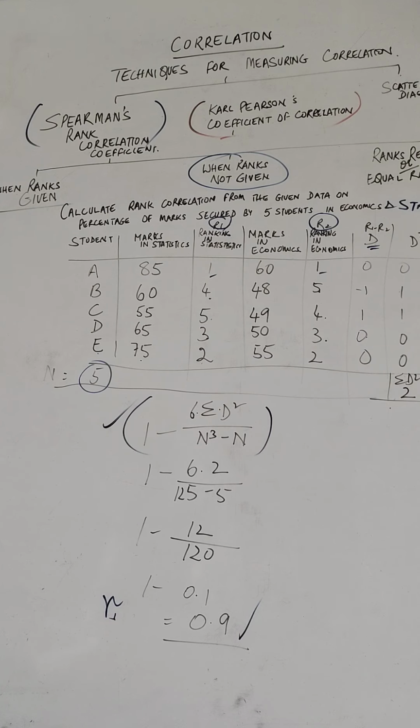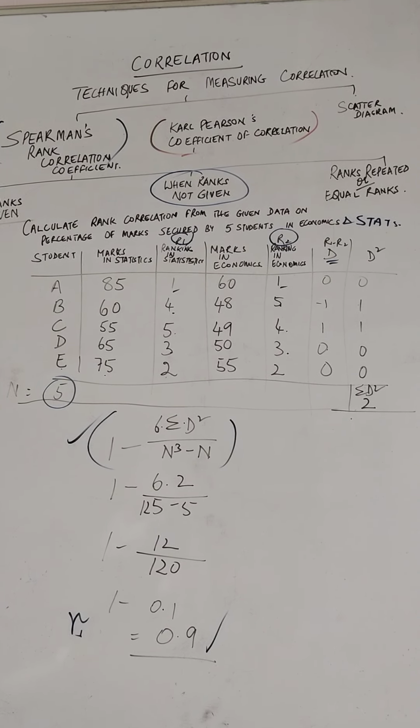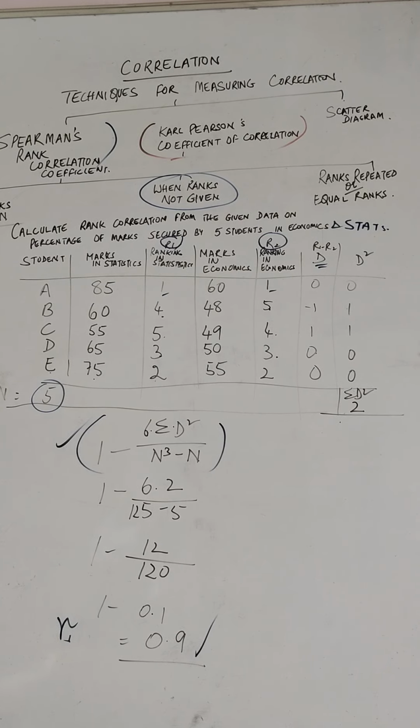Let me repeat myself: here actual values are given. First we have to convert them into ranks, or rather we assign ranks to all of them, and then we calculate the rank correlation with the same formula. Is that clear? With that, we will do the next class, and in the next class, when ranks are repeated or equal ranks.